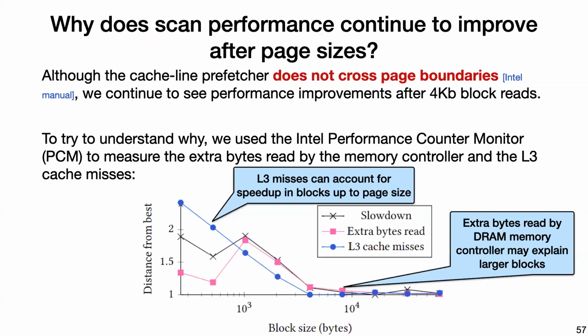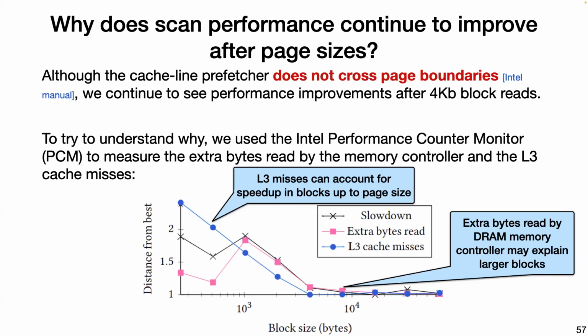Yeah, so like I said, the Intel manual tells you that the prefetcher goes up to page boundaries only and pages are 4K in size. So why is it better after 4K? To try to understand why, we did extra benchmarking. There's this Intel Performance Counter Monitor that you can use to measure additional metrics, like L3 cache misses, which is a normal one. A weird one is you can measure bytes read by the memory controller.